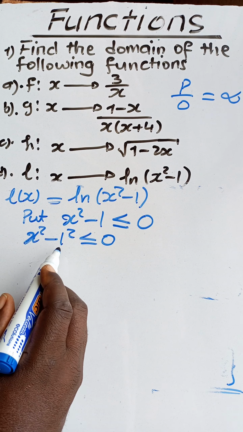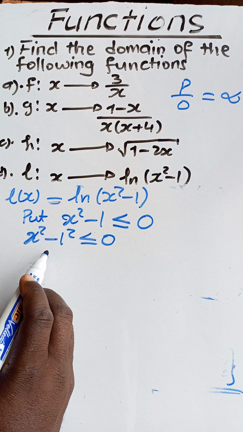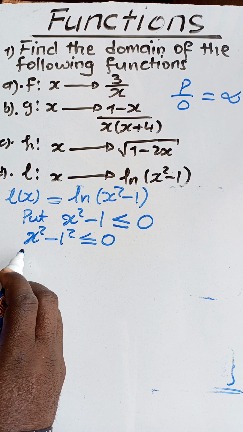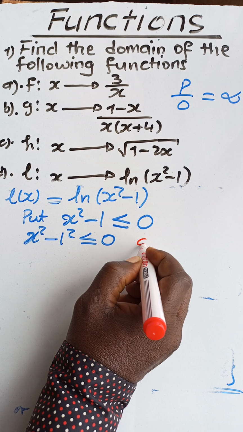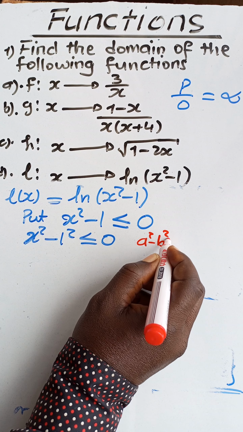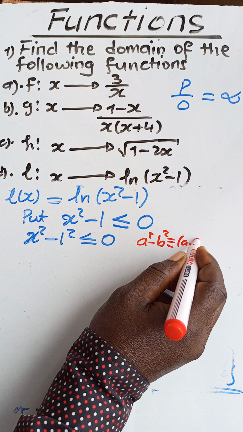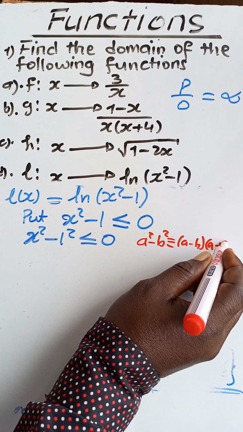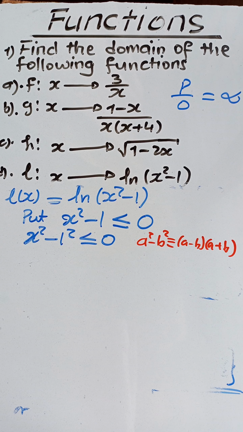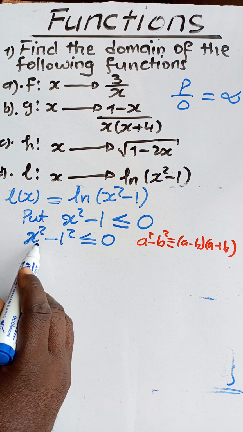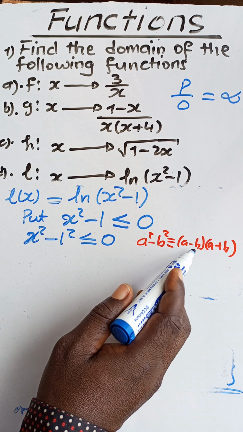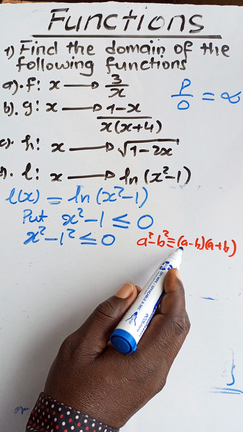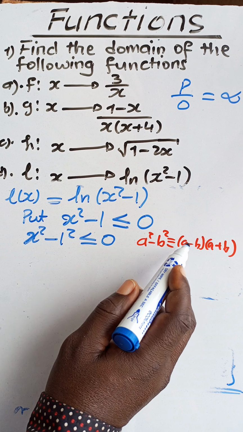Okay, so that we can see it clearly. Remember, 1 squared is the same as 1. And so using the identity a squared minus b squared is the same as a minus b into a plus b. Using that identity, we now transform this. This corresponds to the left-hand side here. We want to transform this to the identity on the right-hand side. So here, a becomes x and b becomes 1.